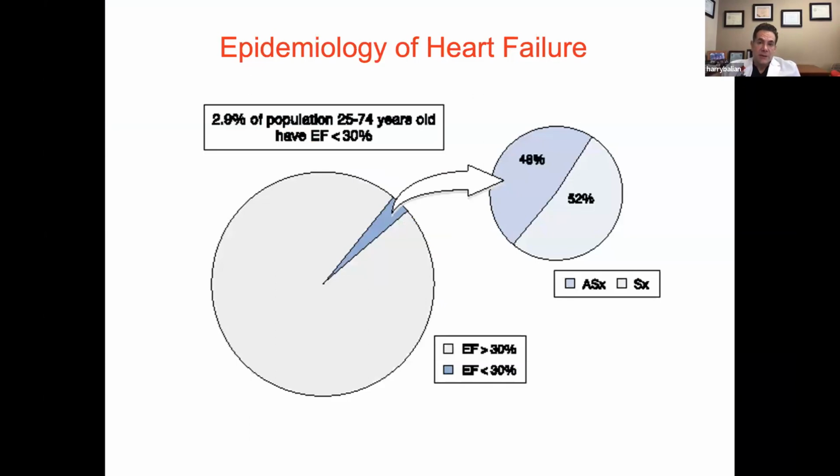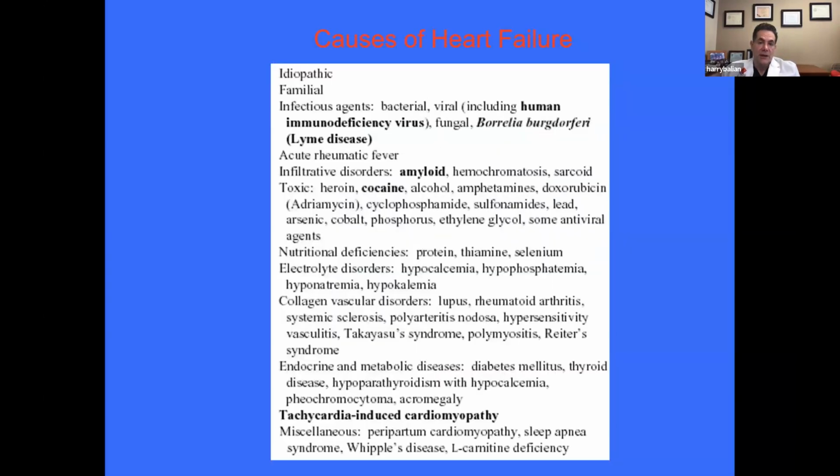When you take a sample of the population, 3% of the population walk around with low ejection fraction. The other 97% have normal. Out of the 3% who have low ejection fraction, half of them are symptomatic. The other half are completely asymptomatic.